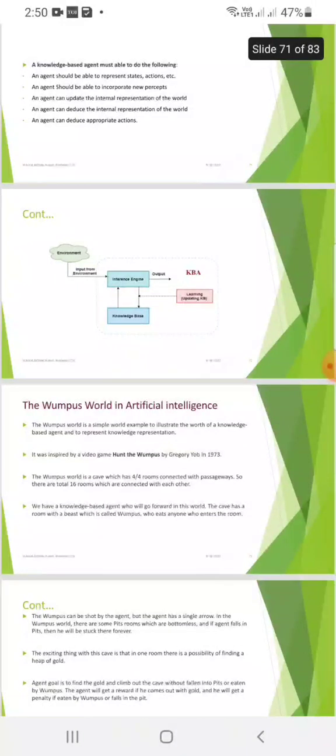and this is the diagram of the knowledge based agent. You have the inference engine and the knowledge base, and the input which it is getting from the environment. The inference engine will act accordingly, applying some logical rules, and it will pass it to the knowledge base. And for updating the knowledge base, it will learn from outside.